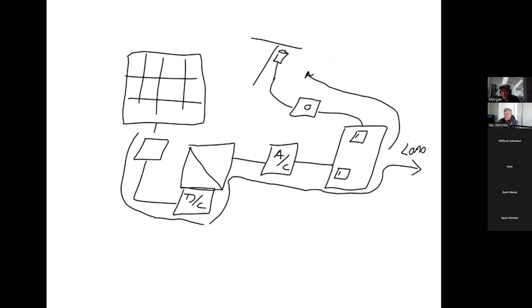So the utilities basically said, we want you to pay for that upgrade, right? You're causing us problems. We want these things to pay for the upgrades.